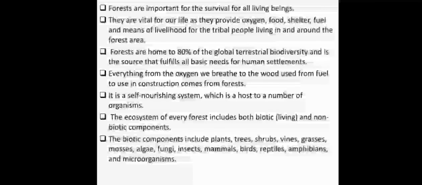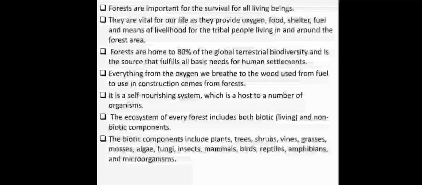Forests are home of 80% of global terrestrial biodiversity and it is the source that fulfills basic needs for human settlement. About 80% of biodiversity are present in forest, so it is the home for them. Everything from the oxygen we breathe to the wood we use for fuel and construction material comes from forest. It is a self-nourishing system which is host to a number of organisms free of cost.